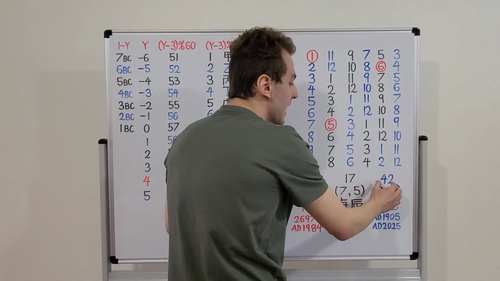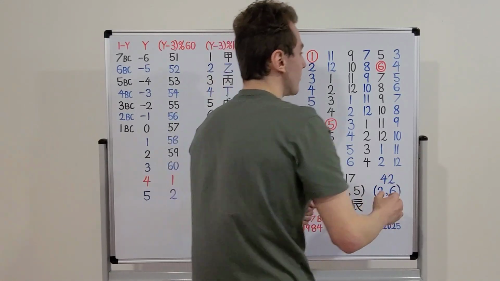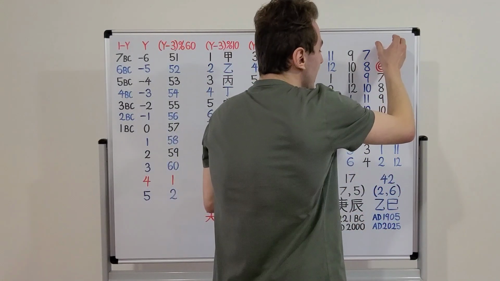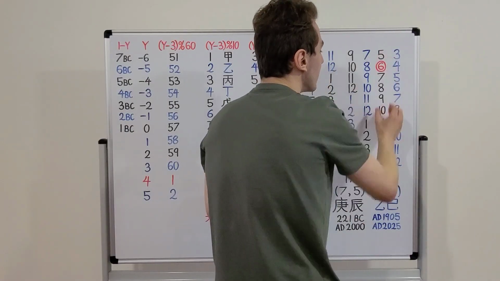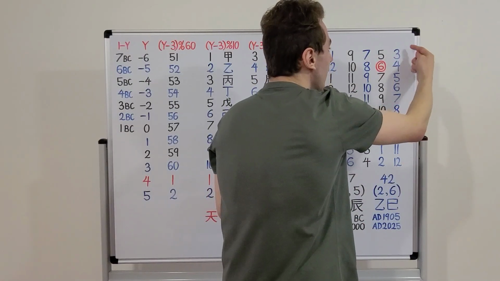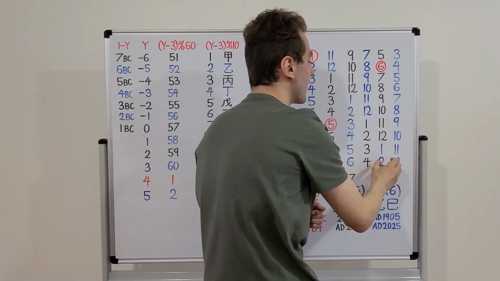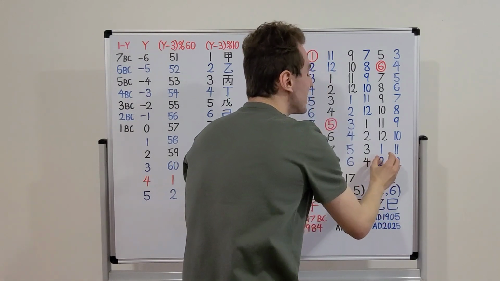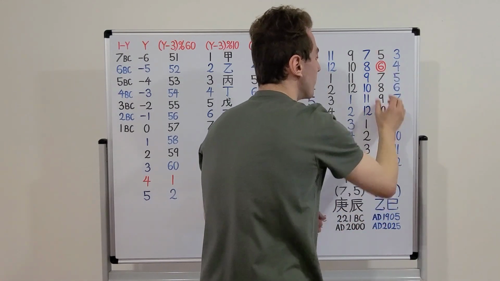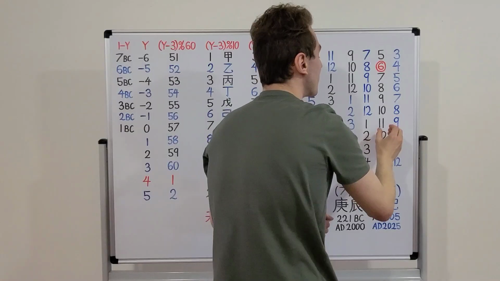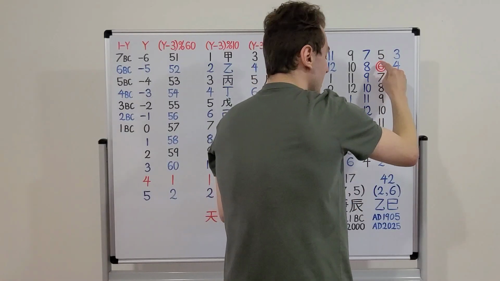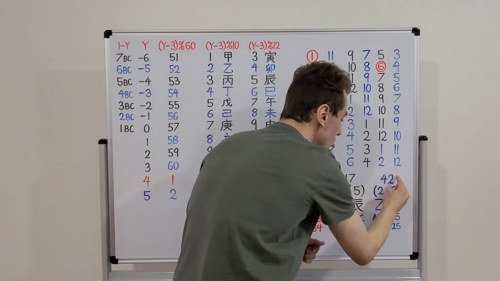So this is the 42nd year out of 60. Over here, we are in the second last decade. So this is the 6th decade, and this is the 5th decade over here. And we're also in the second last 12-year cycle. So that's this part over here. And you can see that the last digit is 2.